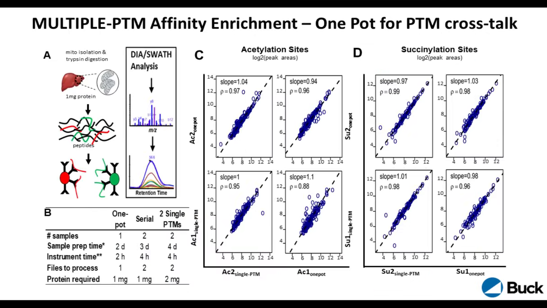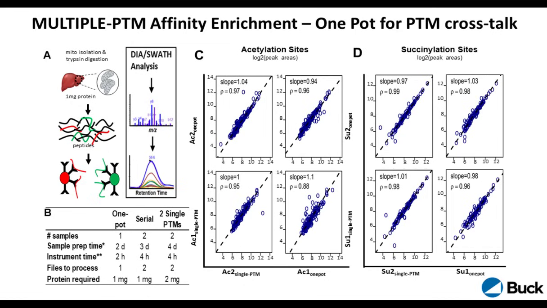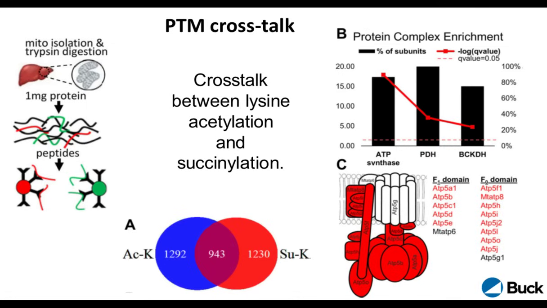What was actually quite interesting was that, let me go back to this slide, the overlap between the acetylation and succinylation sites was sometimes quite unique and different. So here you can see, for example, for the lysine sites, we had 943 lysine sites that we found both acetylated as well as succinylated. But there were also a large number of sites that we only observed as succinylated or only observed as acetylated. So that was actually quite interesting.